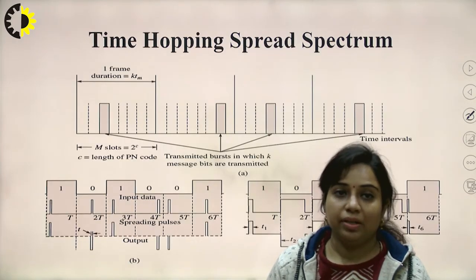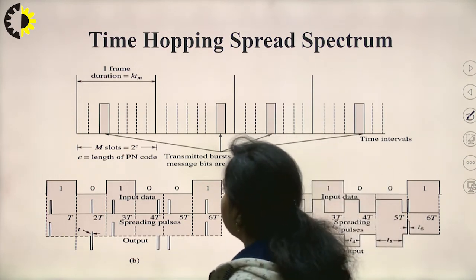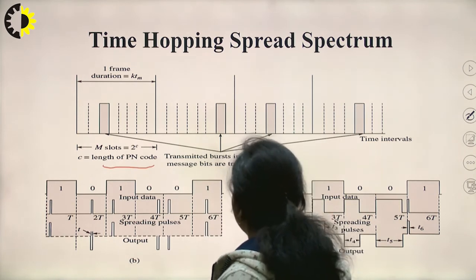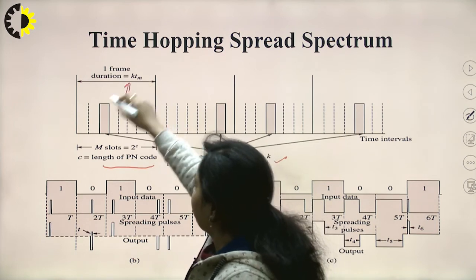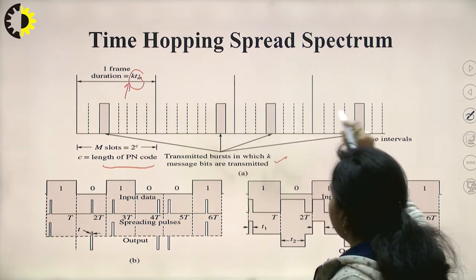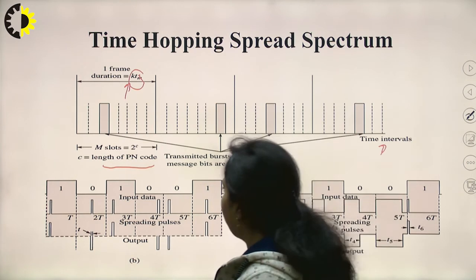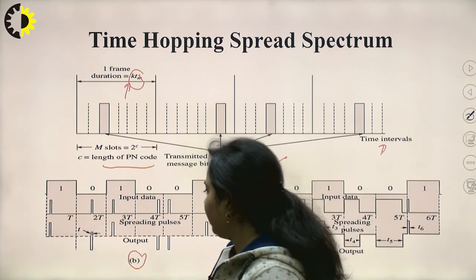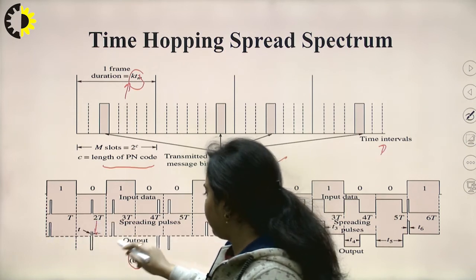Now next one, the third type of SS system, is the time hopping system. In this case C is equal to the length of the PN code. This is a transmitted burst in which K message bits are transmitted together. This is one frame which has length K·TM, and then this is the second frame, this is the third frame, this is the fourth frame. So these are the number of frames, this is the time interval. Now you can see in the B diagram, the number of pulses which are spread together, like this one is the first pulse, this is the second pulse, these are the third pulses.